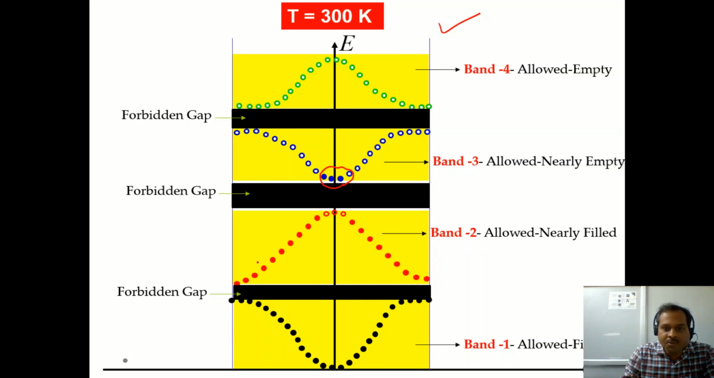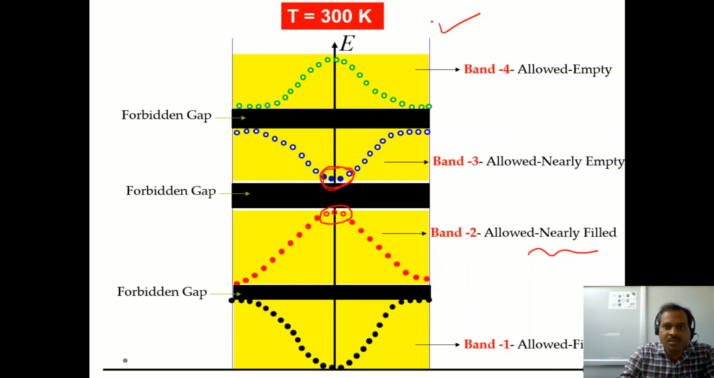So by this process, what is happening here? Band 2 is almost filled, nearly filled, except very few states at the band edge. Similarly, band 3 is nearly completely empty, except few states which are occupied. Whereas band 1 and band 4, the situation remains the same. Band 1 is already fully filled, no empty states are available, whereas band 4 is completely unoccupied.